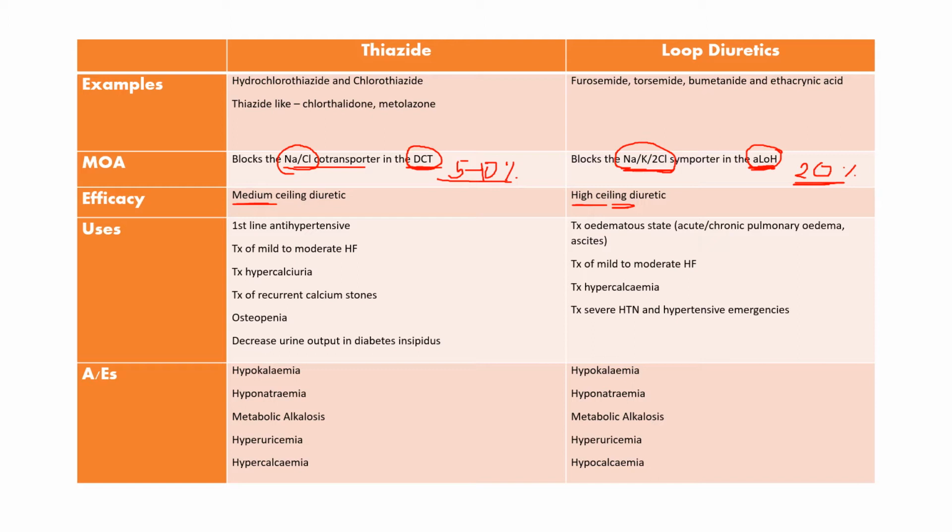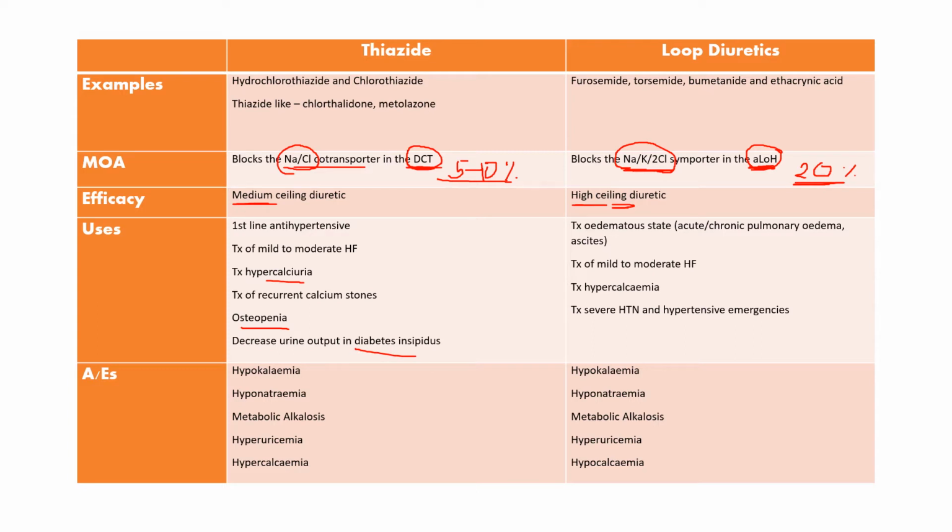Okay, so treatment: thiazides are first-line antihypertensives. They are used to treat mild to moderate heart failure. They're used to treat hypercalciuria, so that's high calcium concentration in the urine. They are used for treating recurrent calcium stones or preventing the occurrence of calcium-containing stones. They're used to treat osteopenia, and then they are also used in diabetes insipidus, paradoxically, to decrease the urine output.